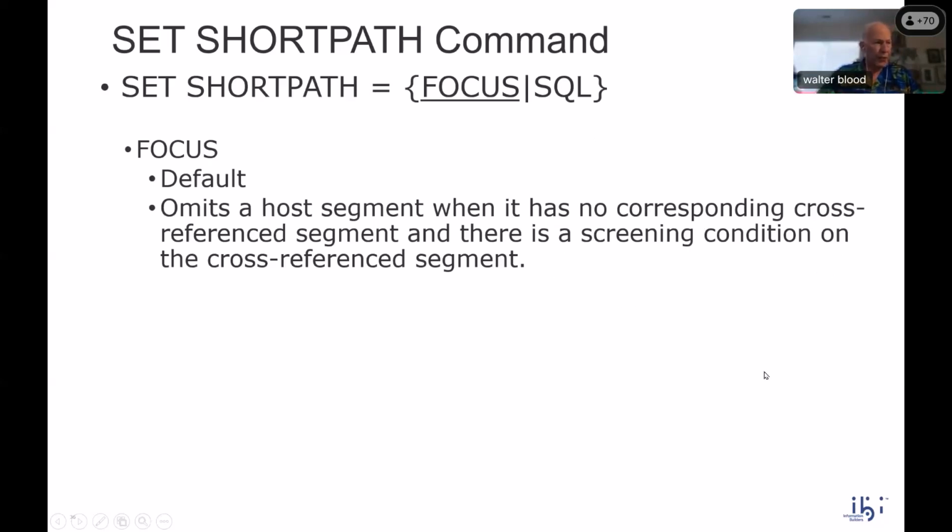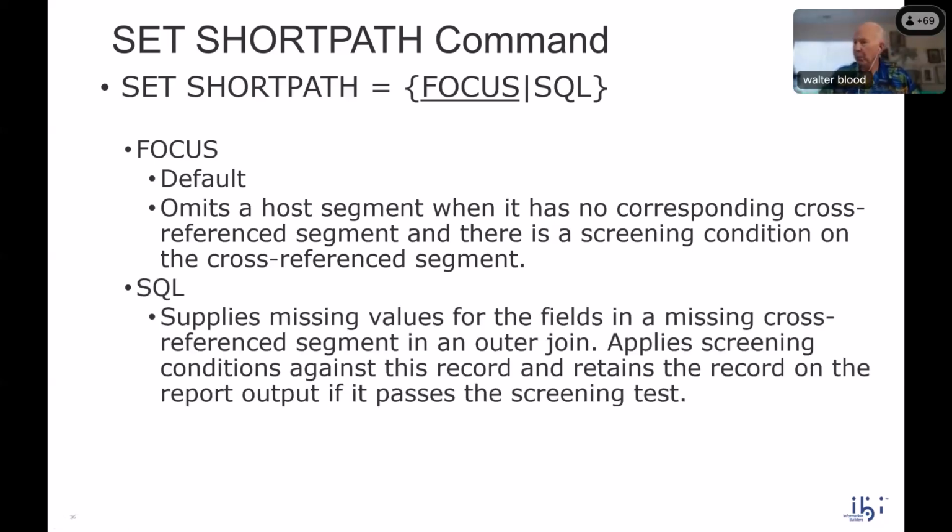Now, in the world of SQL, it's different. Since there is no short path, there's always something there. Because the joins tend to be Cartesian products, there's always something there. So we have the SQL version, which is not the default, but you can ask for it. It actually supplies missing values for those short paths and allows us to continue and do the screening against a record that would otherwise be a short path. So among other things, we can see the short paths directly, which is one of the reasons why we can use this.